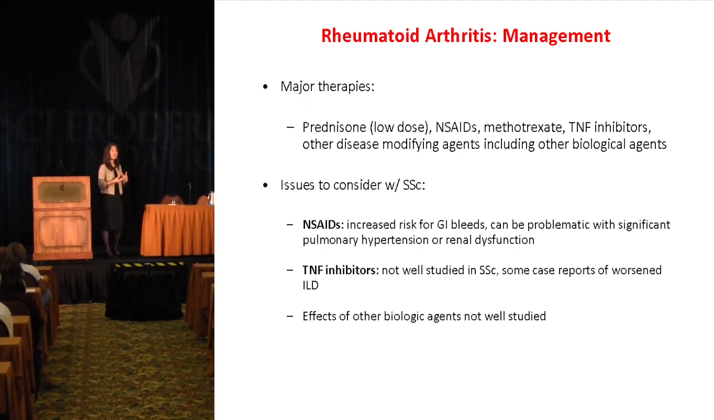There's what's called GAVE, or watermelon stomach, that can be seen in some scleroderma patients. So you need to be aware of these GI problems that put you at increased risk for GI complications. Additionally, if you have pulmonary hypertension or renal problems, kidney problems, you really should think twice before using non-steroidals.